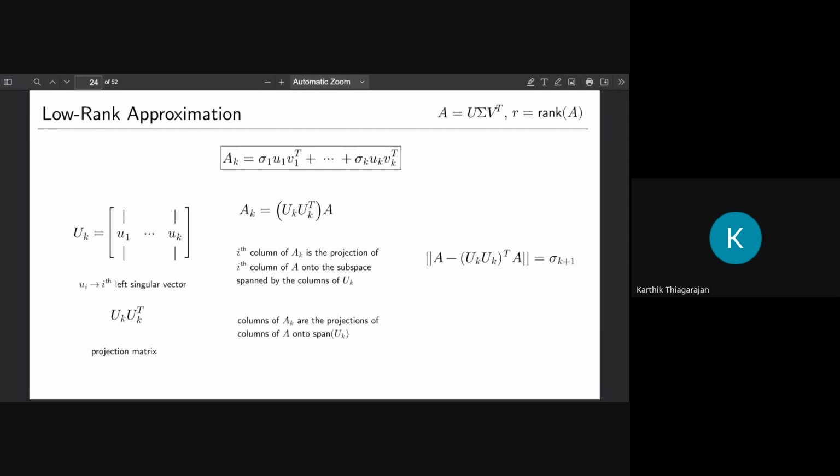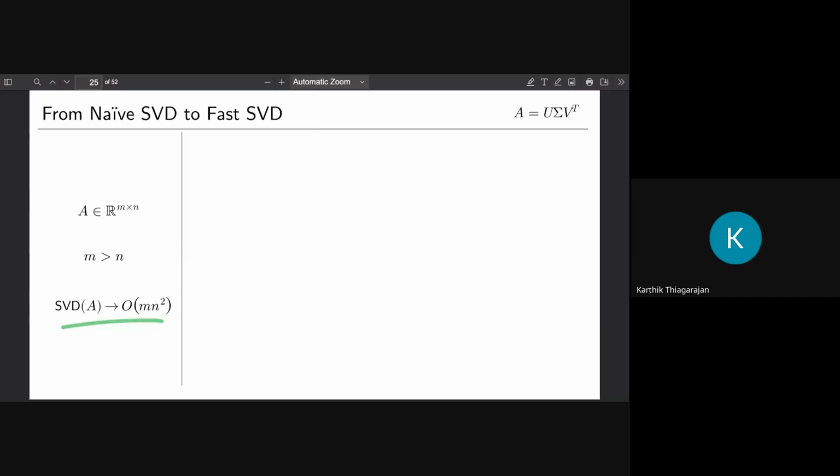Now, that is naive SVD. The naive SVD has O of mn squared complexity if you have m greater than n. So the goal is now to see if we can make it faster. The basic idea, as the Prof mentions, is to focus on this U_k transpose matrix.